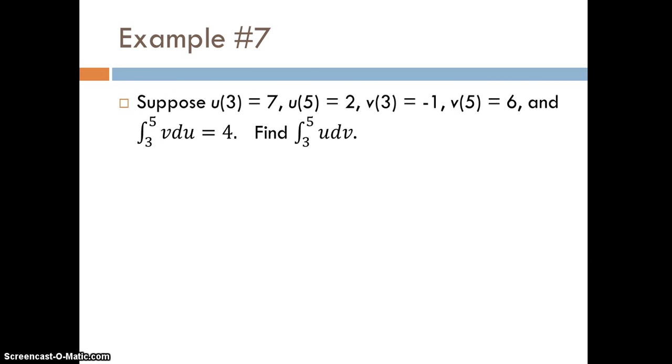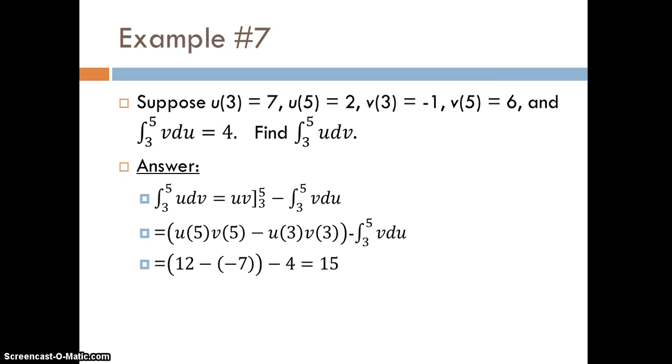Similarly, you'll see a lot of these chart questions on the AP exam where u of 3 is 7, u of 5 is 2, v of 3 is negative 1, v of 5 is 6, and you know something about an integral. Find the integral from 3 to 5 of u dv. The answer is done very similarly, just make sure that you apply your formula. For example, we need to do u times v from 3 to 5 minus the integral from 3 to 5 of v du. We plug in the numbers that we know from above, and we solve.